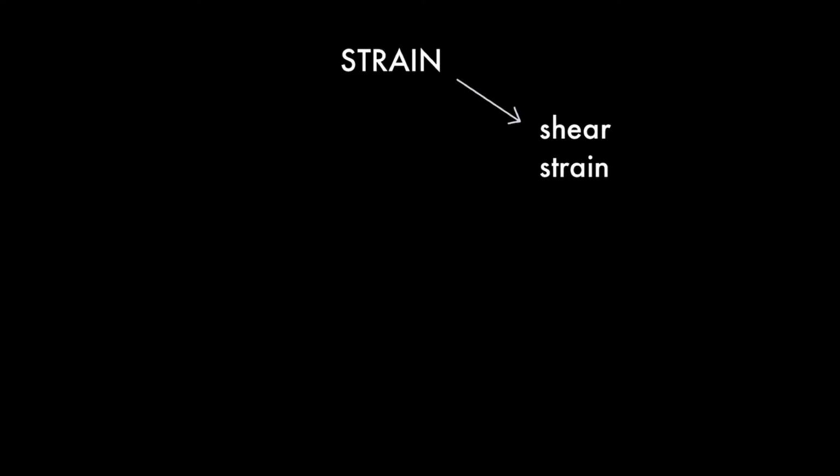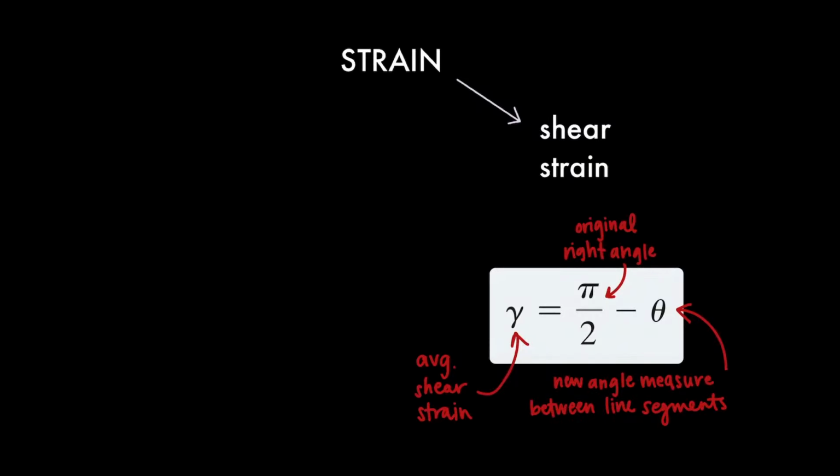Now let's talk about shear strain. It's meant to determine the change in direction of a deformed body. If we have two line segments that are originally perpendicular but then undergo a change in the angle between them, we can calculate the shear strain. The average shear strain equals the right angle minus the new angle between the line segments, where gamma is the average shear strain, pi over 2 is the original right angle between the perpendicular line segments, and theta is the new angle measure between the line segments.